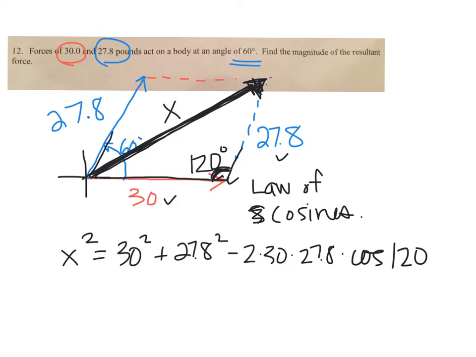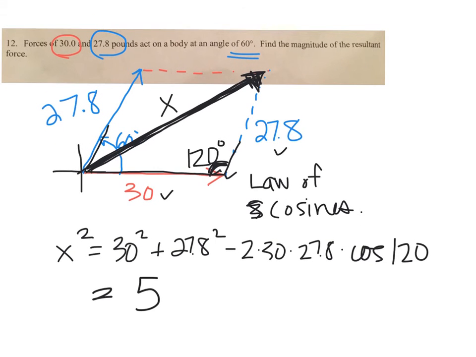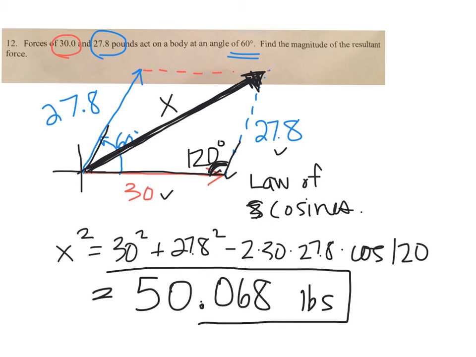So I put all this into my calculator. I take the square root of it, and bear with me, times the cosine of 120, and I get a resultant magnitude force of 50.068 pounds. So if I had a 30-pound force and a 27.8-pound force acting at 60 degrees to each other, that would give me a resulting force of a little more than 50 pounds acting right there in that direction.